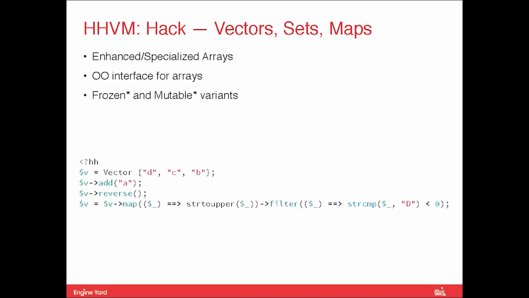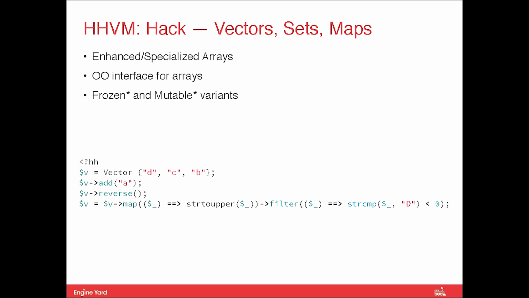It also supports what are called vectors, sets, and maps. These are specialized array types that do very special things. They have full object-oriented interfaces, which is lovely. And then they have frozen and mutable variants. So if you look down here, we create a vector using curly braces to define our values, and then we're actually using it as an object with add, reverse, and map, and all this fun stuff. So this is cool. It has array access type things, so you can use it as a straight array as well as this object-oriented type deal.